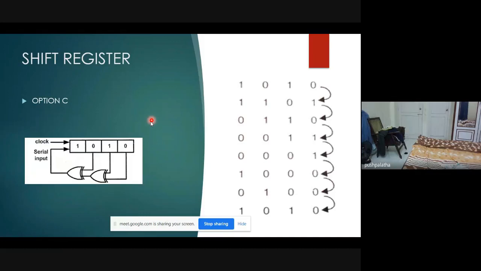And I told you and I'm repeating again why we use XOR gates for any sequence generation: with the XOR gate it is very easy to generate high and low, high and low. That is a clock cycle kind of circuit. Square wave generation is easy with an XOR gate. Clear? Now we'll go to the next.